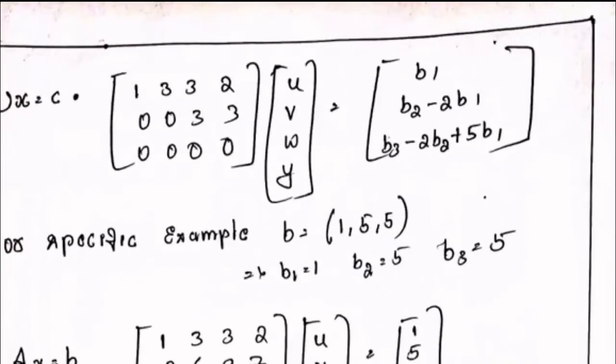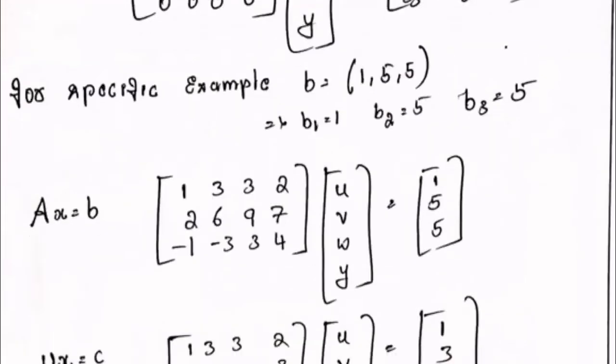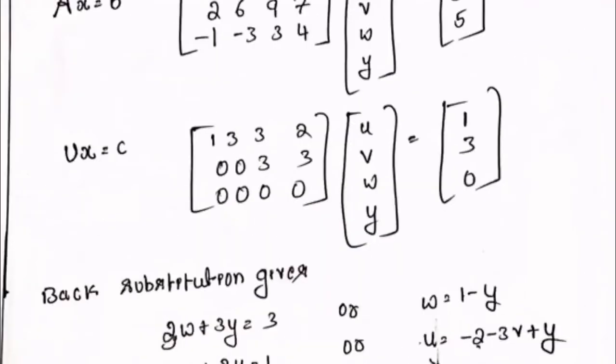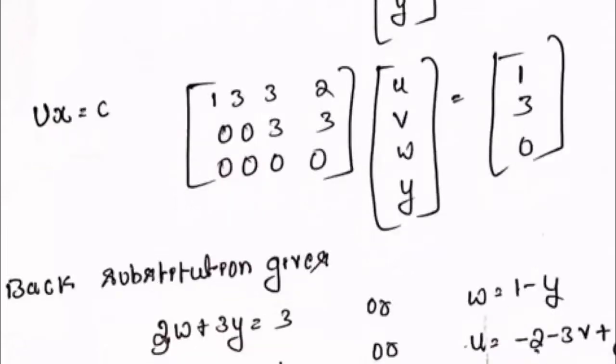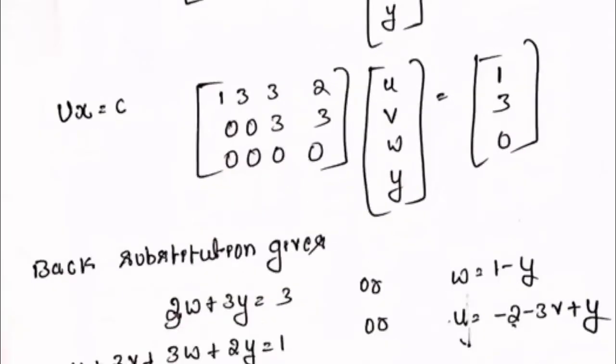If you substitute 1, 5, 5 in this equation, what you get is this is 1, b2 is 5 minus 2 times 1, it will be 3, b3 is 5 minus 2 times 5, which means 5 minus 10, it is minus 5 plus 5. So it becomes 0, right? So after substituting, you got this. This is the specific case of U x. So on the right-hand side, it is 1, 3, 0.